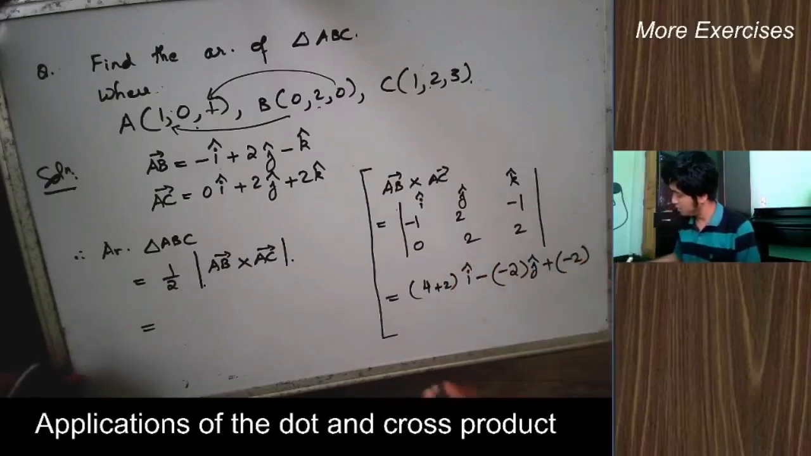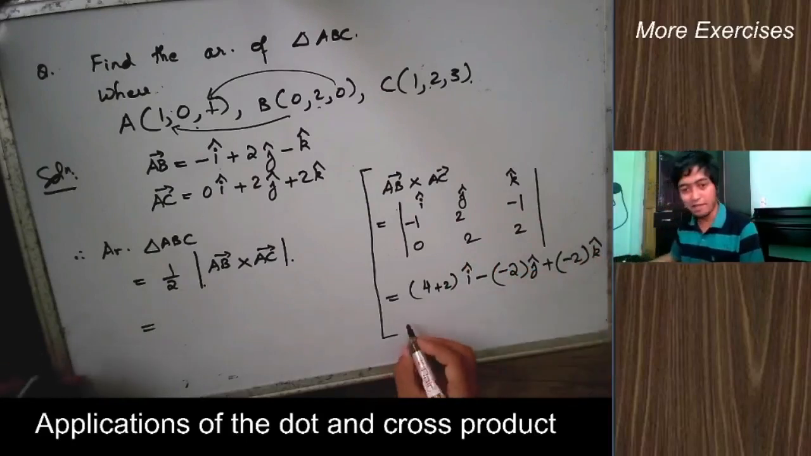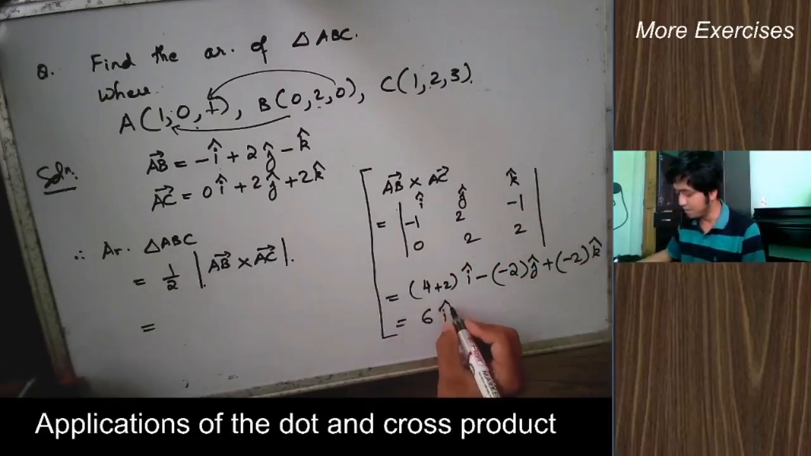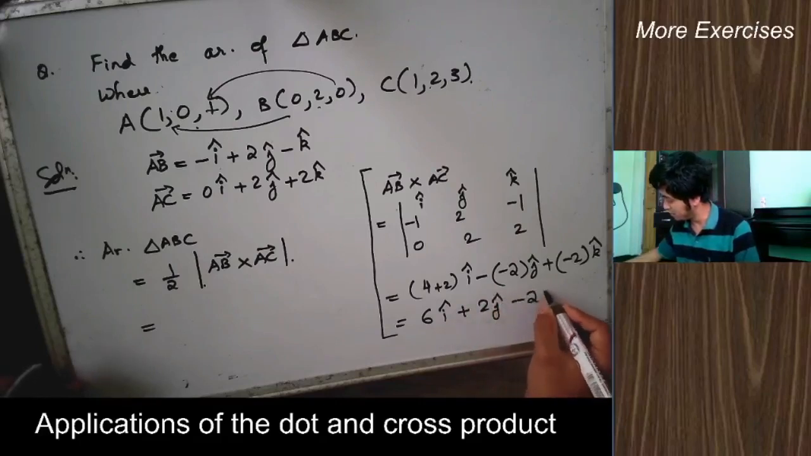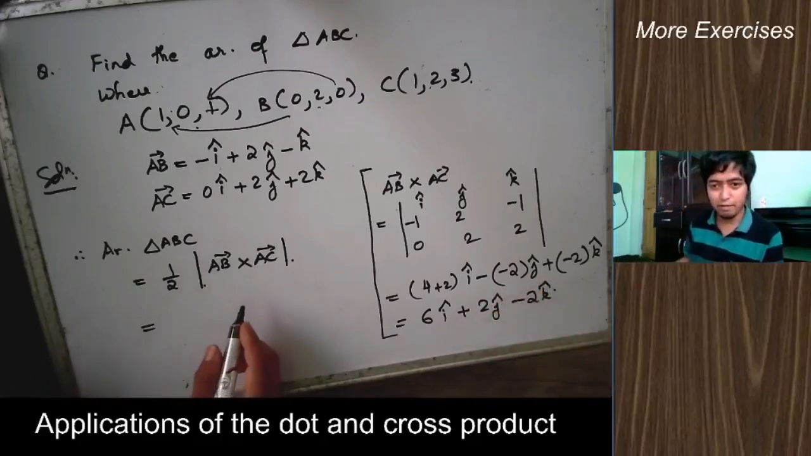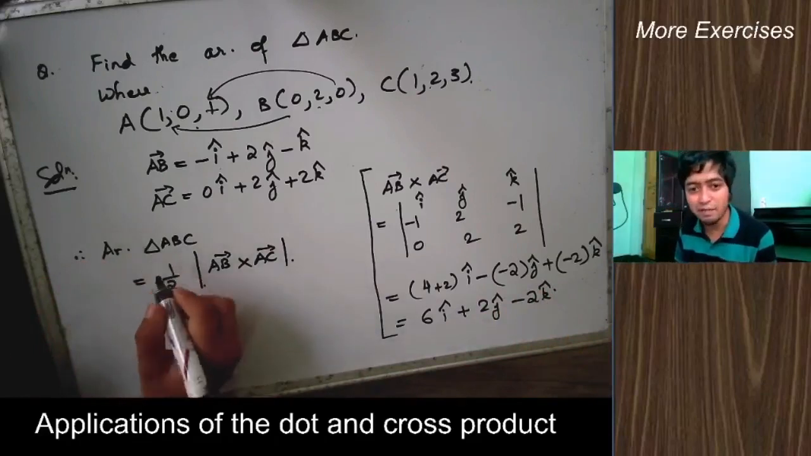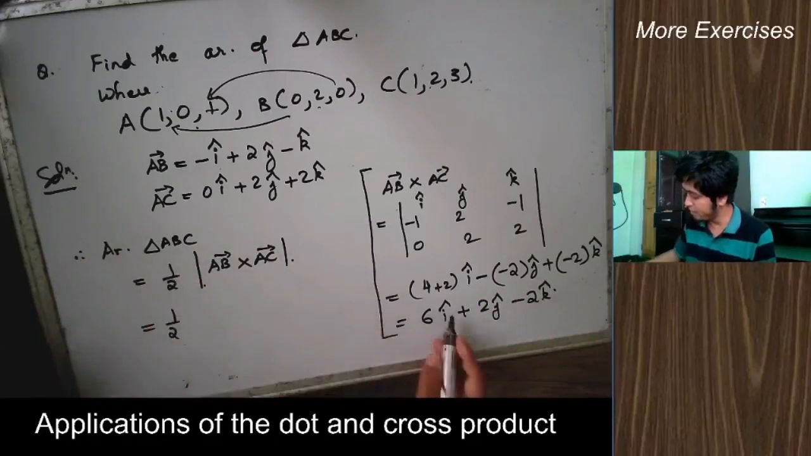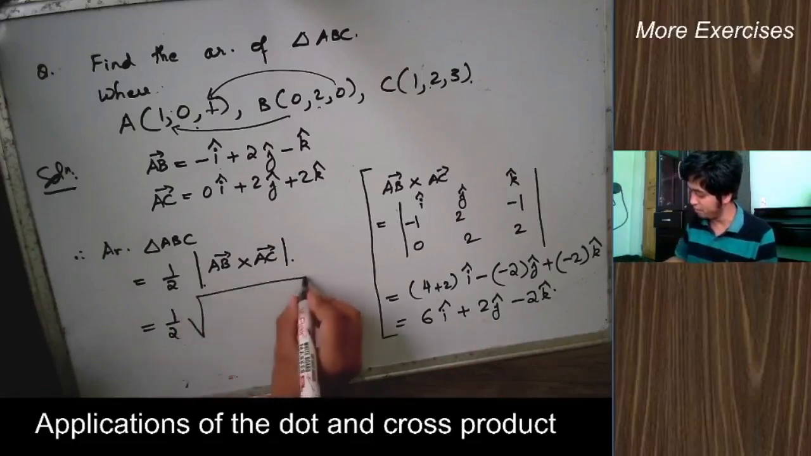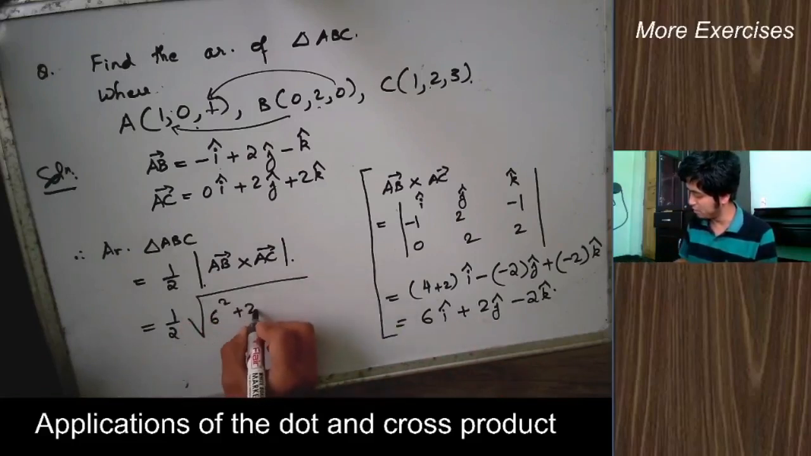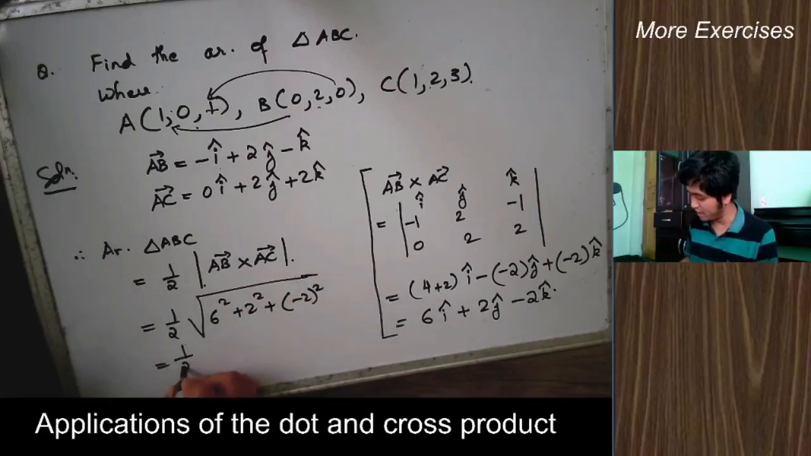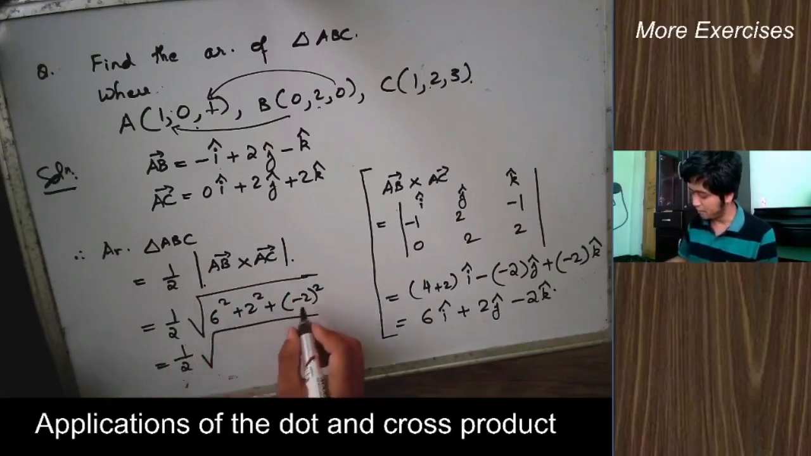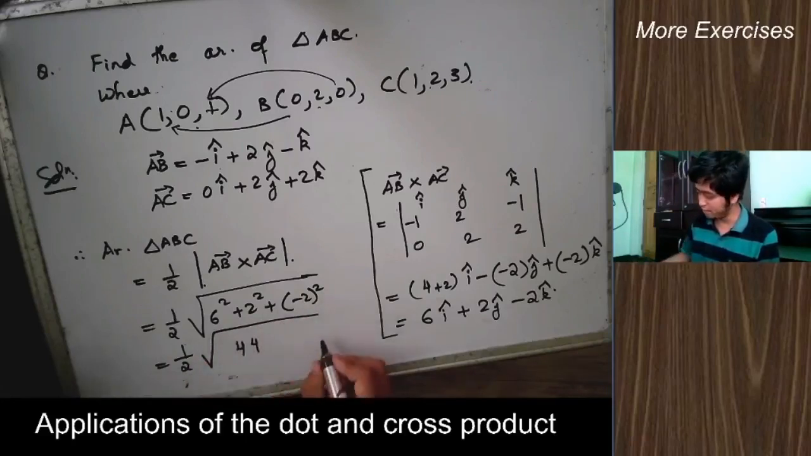I hope I did not make any mistake. In any case, you can do the corrections. Plus 2j minus 2k. So over here, the area of triangle ABC will be half the magnitude of AB cross AC, which is the square root of 6 squared plus 2 squared plus minus 2 squared. So this is what we will be having: 36, 40, 44. So this is the required answer, in square units.